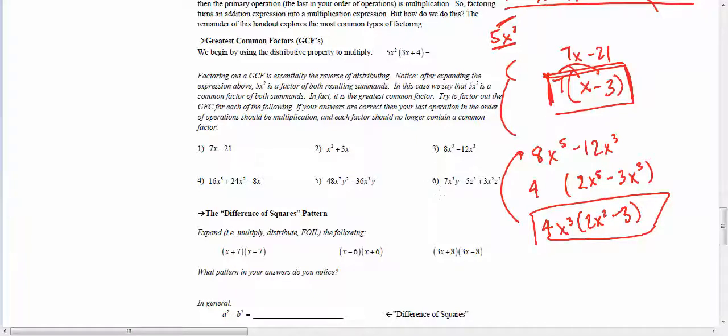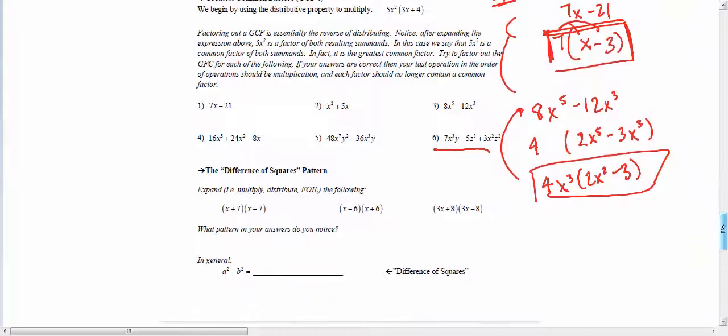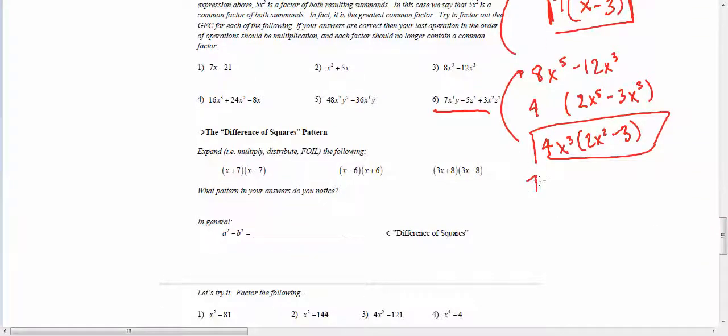Let's try a hard one right here. That one does look hard. Let's do it. 7x cubed y minus 5z to the 5th power plus 3x squared z squared. Ooh, okay. Is there a number I can pull out of all 3 of these terms? See, 1, 2, 3 terms. Is there a number in common with all 3 of them? I would say no. I can't think of any number that divides into 7, 5, and 3 nicely.